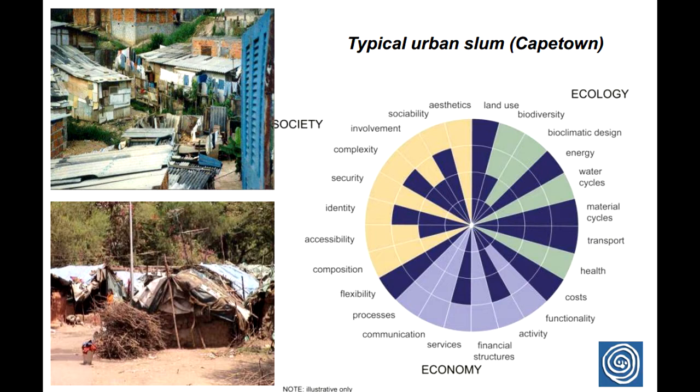What this shows is that even though the inhabitants of the Cape Town slum have a very low ecological footprint, this would not be considered a sustainable living model based on all the areas that Butters deems essential for long-term sustainability.